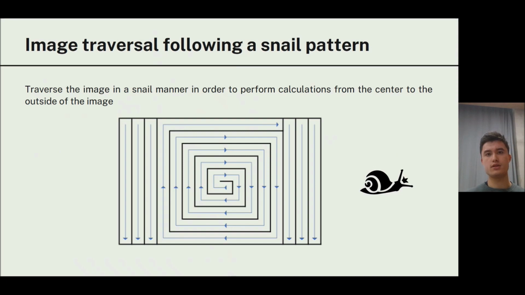To implement this strategy, we have to complete the image from the center to the exterior of the image. And the solution we have found is to implement a snail traversal of the image, which goes from the center and follows a spiral pattern until it reaches the edges.